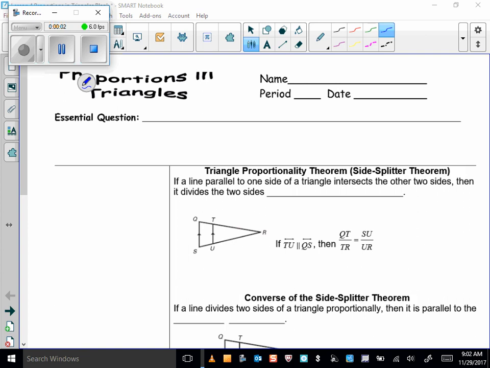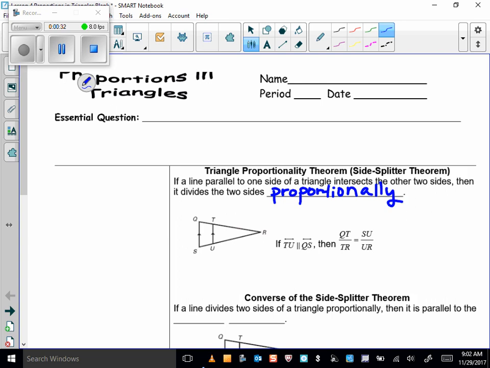Today's lesson is on proportions in triangles, and we're going to start right off with the theorem called the side splitter theorem. Your book also calls it the triangle proportionality theorem, but I always call it side splitter theorem. So here goes. If a line parallel to one side of a triangle intersects the other two sides, then it divides the sides proportionally. This unit is all about proportions.